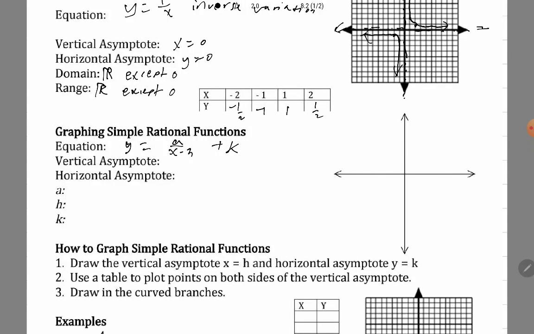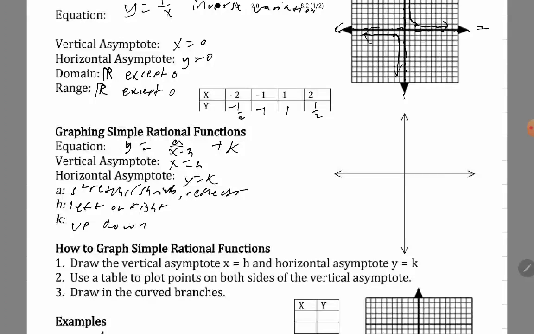Okay. Your vertical asymptote is at x equals h. Horizontal asymptote at y equals k. Your a value still stretches, shrinks, reflects. H still moves everything left or right. Sorry for the handwriting. K moves everything up or down. So a horizontal shift for h and a vertical shift for k.